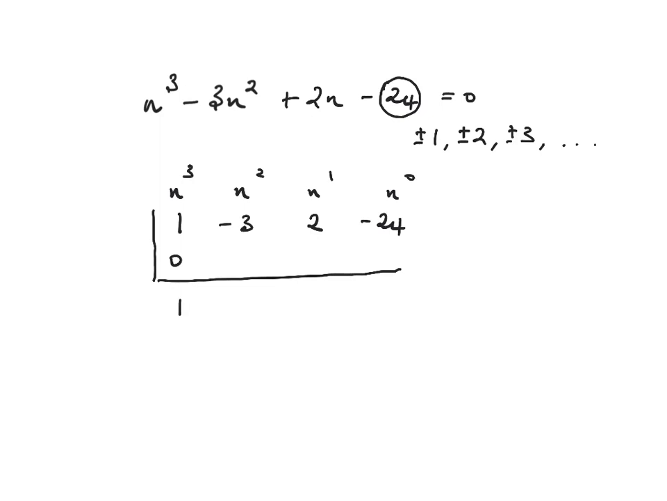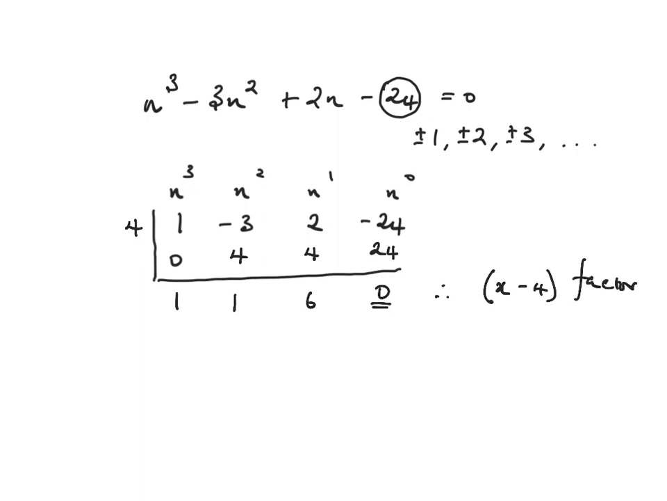And then 1. So what we want is a remainder of 0 in this position here. I'm not going to work through all of them, that's something that you can do. I'm going to try the number 4. So 1 times 4 is 4, minus 3 plus 4 is 1, 1 times 4 is 4, 2 plus 4 is 6, 6 times 4 is 24, 24 minus 24 equals 0, and that means that x minus 4 is a factor.